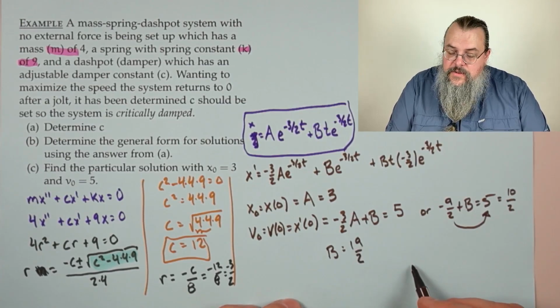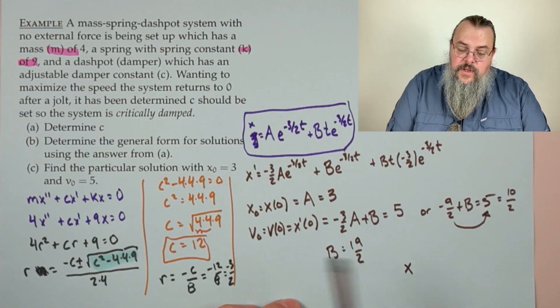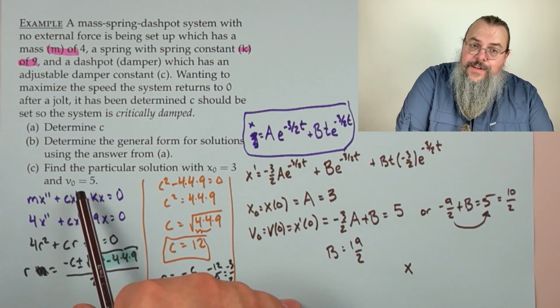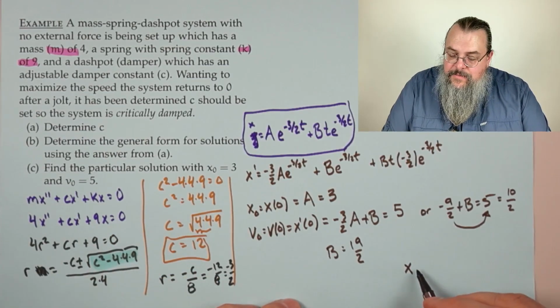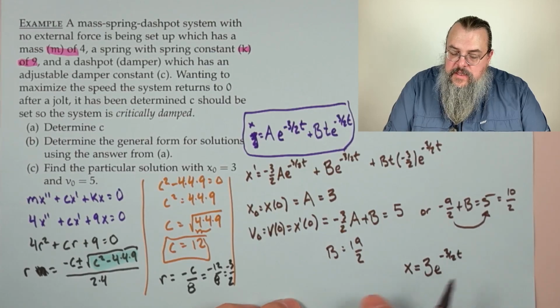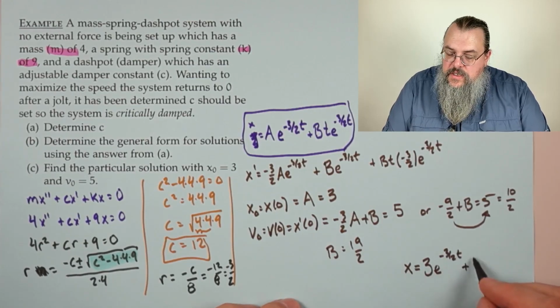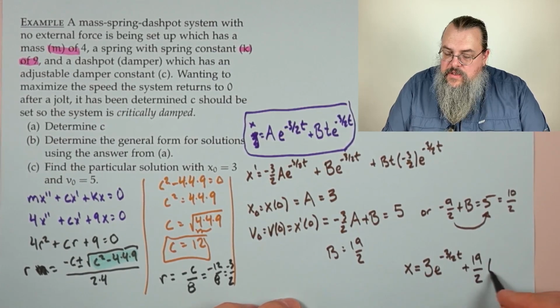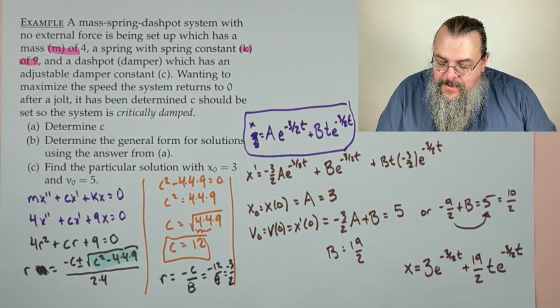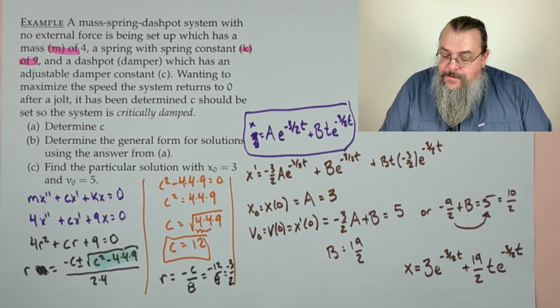And so our final answer for the particular solution, where at time 0 we're at position 3, and our velocity at time 0 is 5, is as follows, namely our x, which is 3 e to the minus 3 halves t, and then our b, which is 19 over 2 t e to the minus 3 halves t. And there we go.